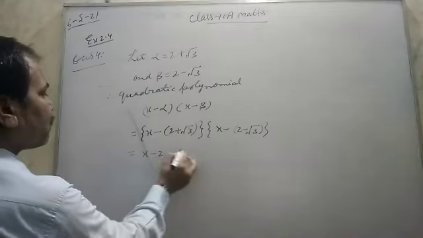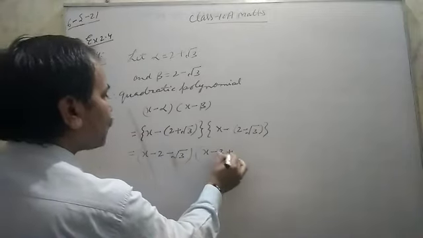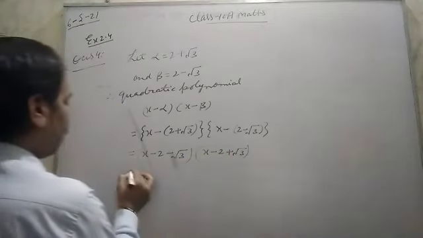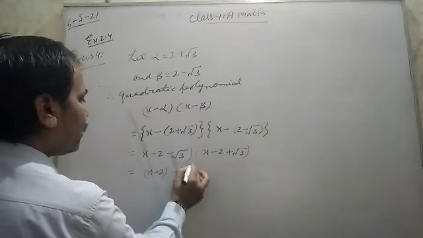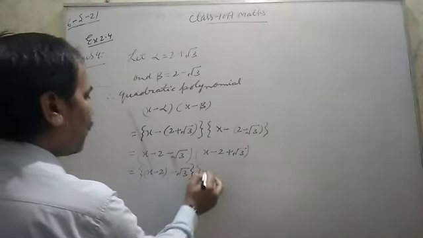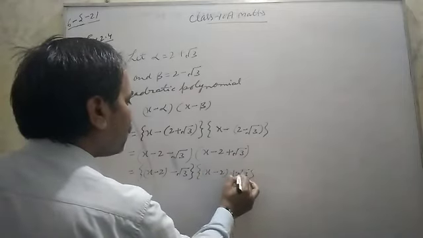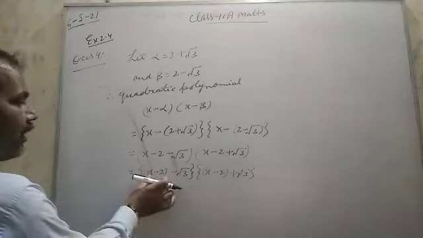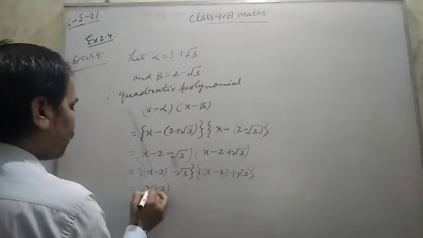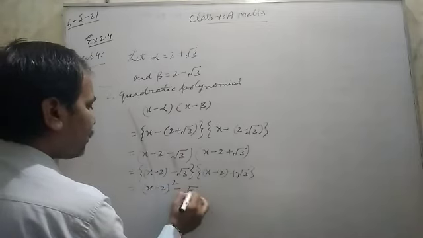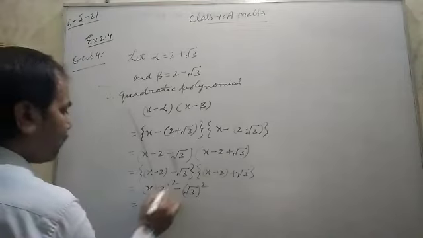So x minus 2 minus root 3, and here x minus 2 plus root 3. So now x minus 2 minus root 3 and x minus 2 plus root 3. This is of the form (a minus b)(a plus b), so a square minus b square.